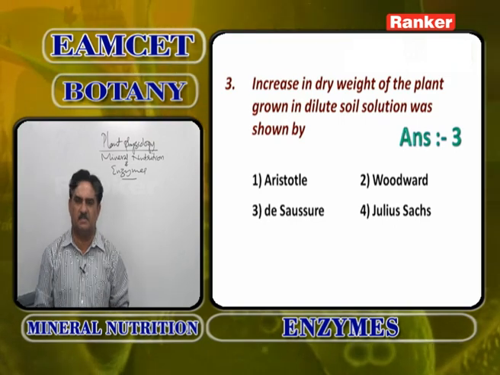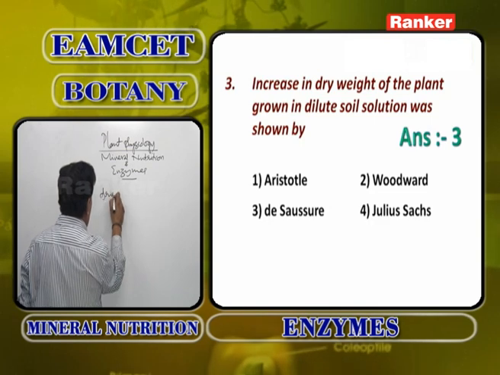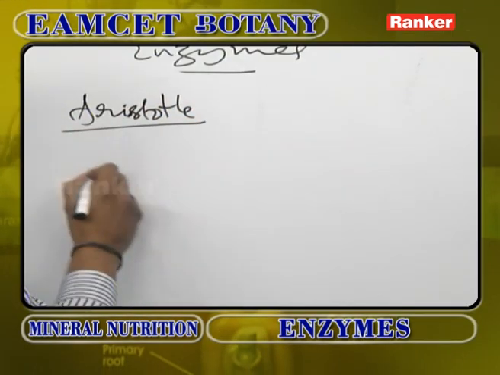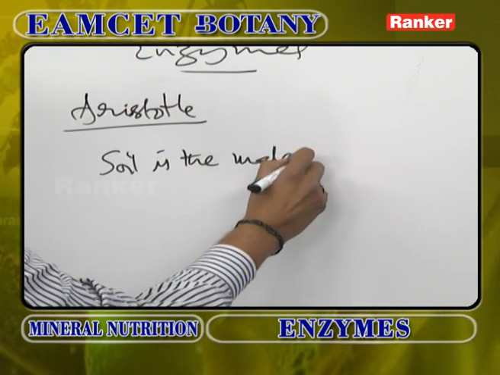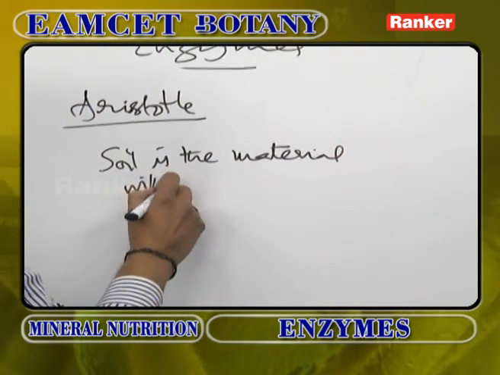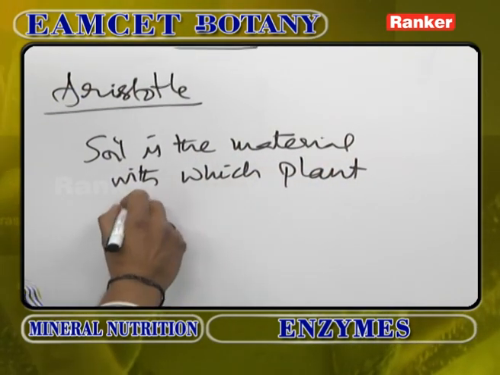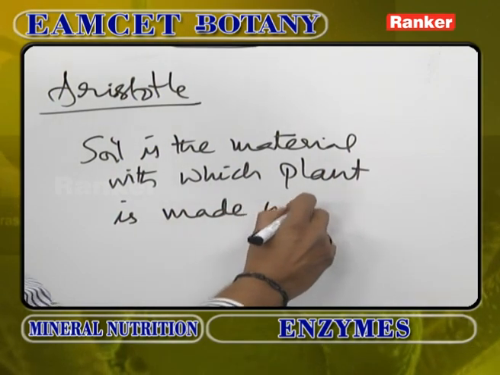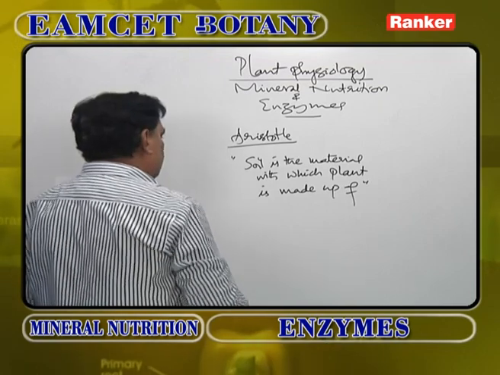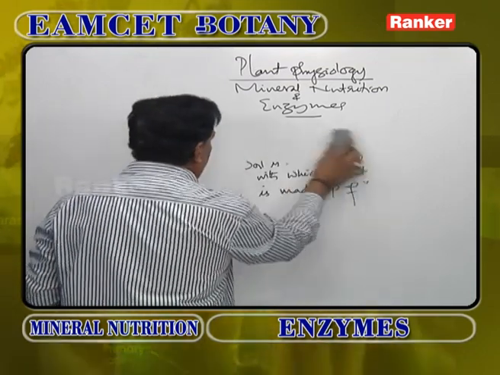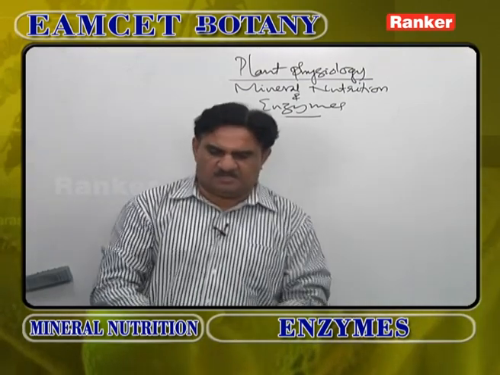Aristotle's concept is the humus hypothesis. What is the humus hypothesis? Aristotle proposed the humus hypothesis. It shows that soil is the material with which a plant is made up. Plants are basically made up of soil only, as proposed by Aristotle.